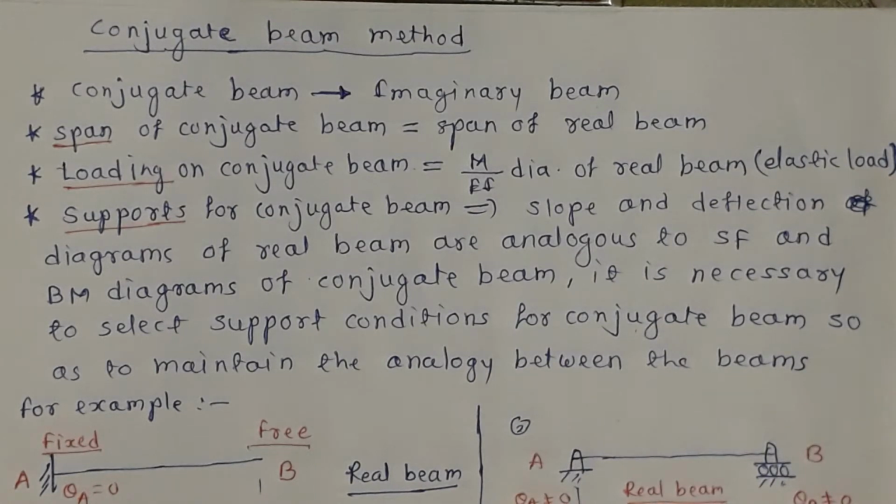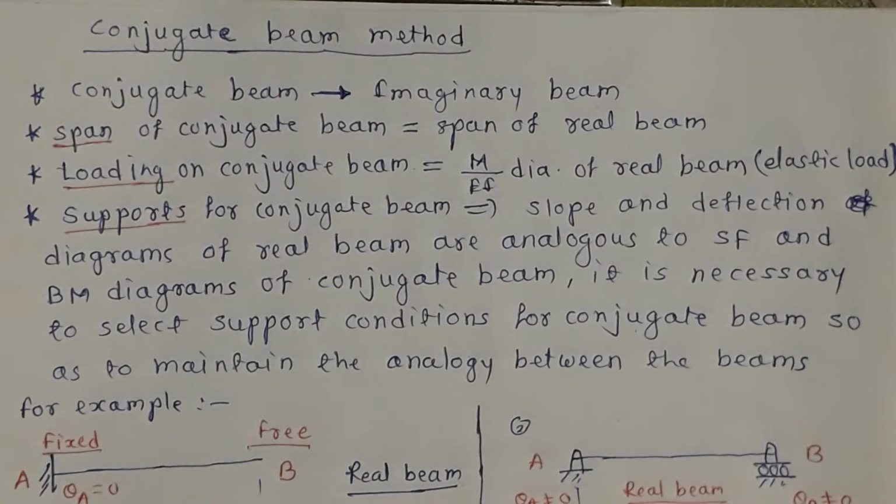Now conjugate beam is an imaginary beam. Remember, whenever you want to analyze any beam, there are always three questions in your mind. First, what is the span of the beam? Second, what is the loading on the beam? And third, what are the supports of this beam? Conjugate beam is an imaginary beam.